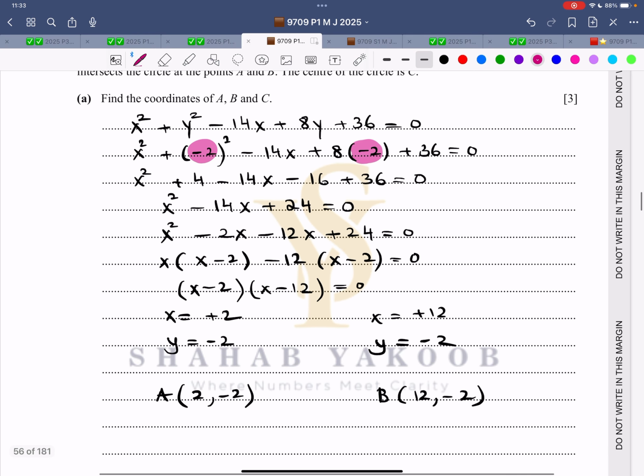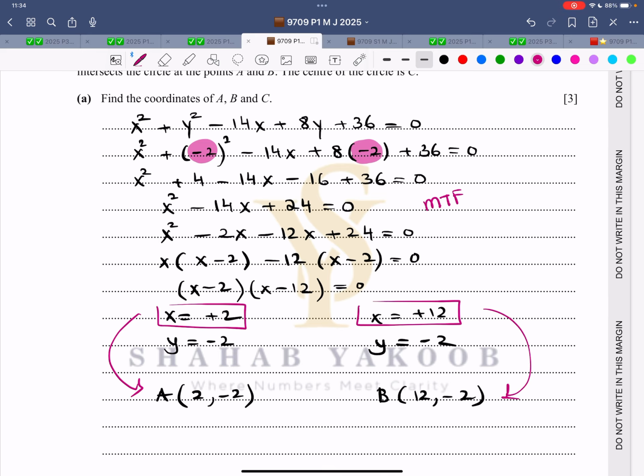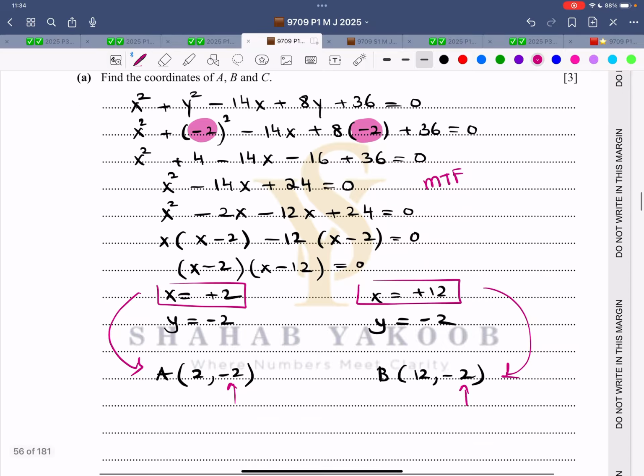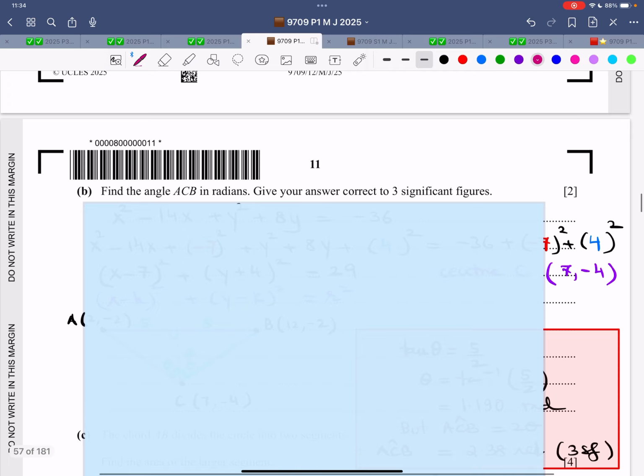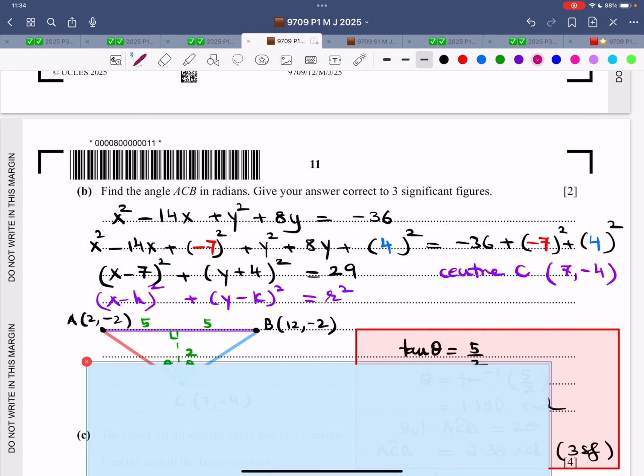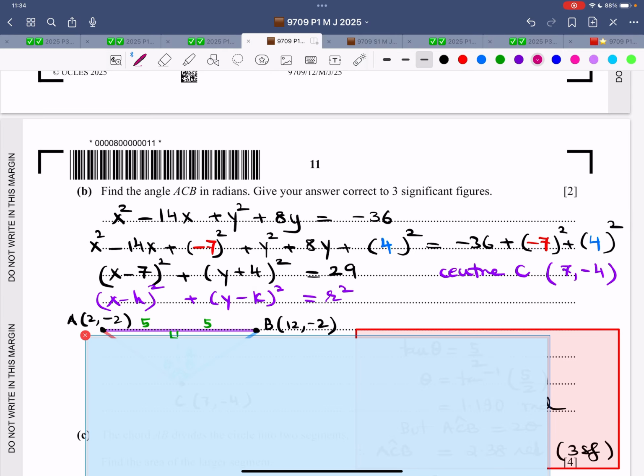So let me just stop it. Middle term factorization. We get two values. x comes out to be 2, x comes out to be 12. Smaller one corresponds to A, bigger one corresponds to B. The y coordinate is the same because that was already given. And then I think I've done the working over here. So that is for the second part.